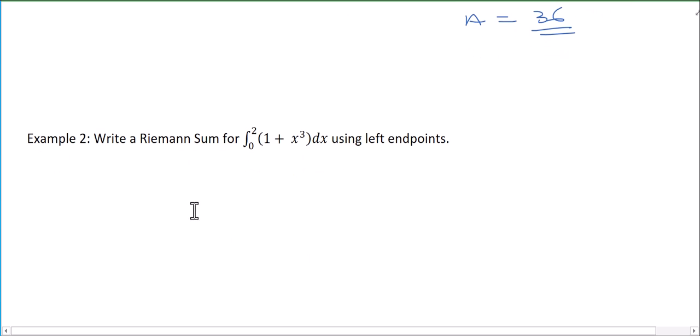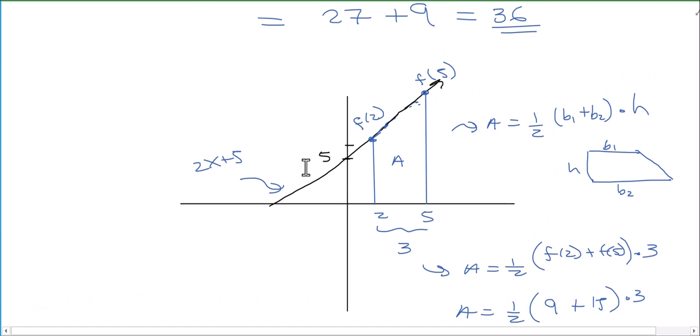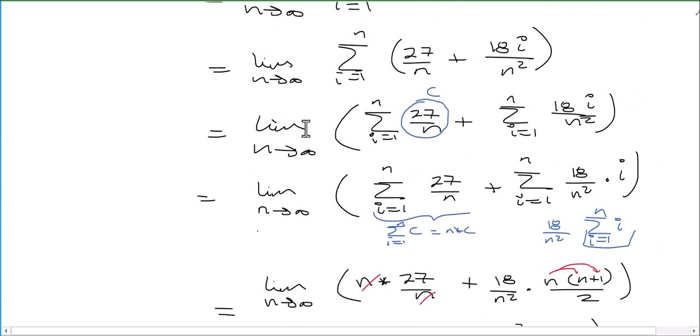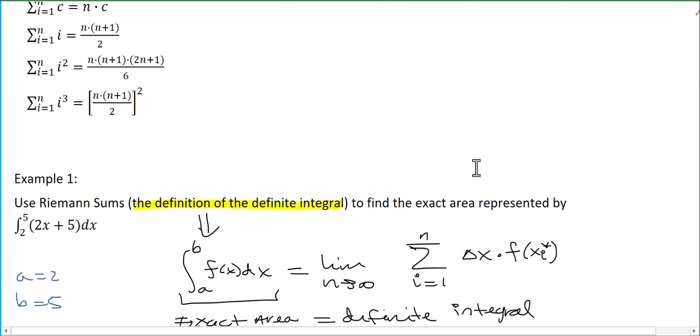So I'm going to record in the next video the example for this one. So write a Riemann sum for the integral from 0 to 2 of 1 plus x cubed dx using left endpoints now. So this is a nice example because it's not a line. So when I draw the area under the curve and above the x-axis, it's not going to be a nice geometric shape, right? In this case we got a nice trapezoid, so we can do the area geometrically, but here we won't have that.